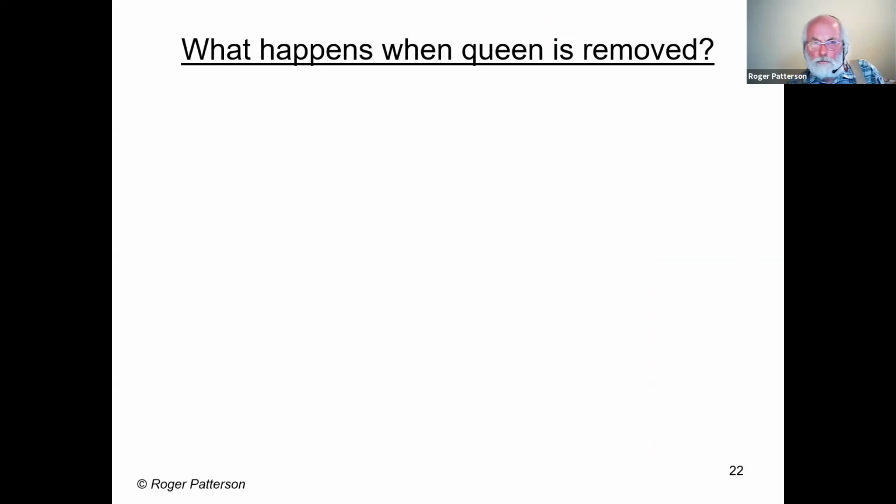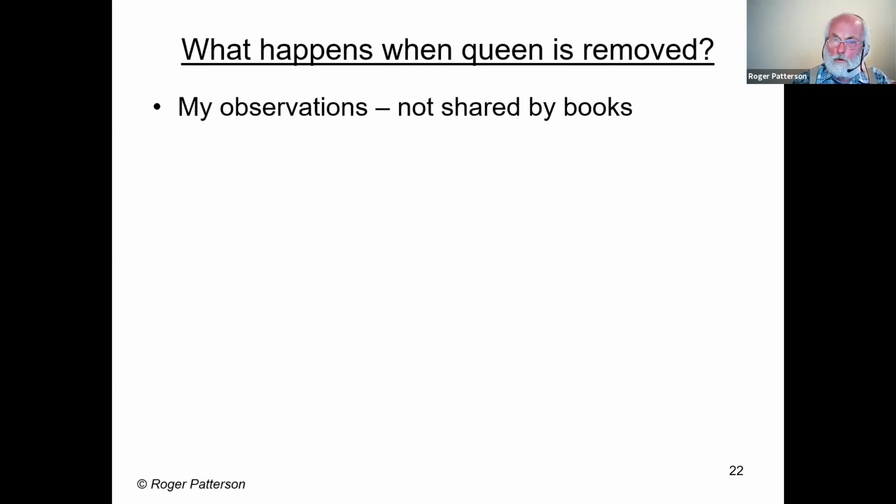Now, what happens in a colony when a queen is removed? I know what the books will say, and I know the answer that you're supposed to give if you want to pass your exams. But by accident, I found out an alternative. I'm not saying that what's in the books doesn't happen. But these are my observations, and they really aren't shared by books.